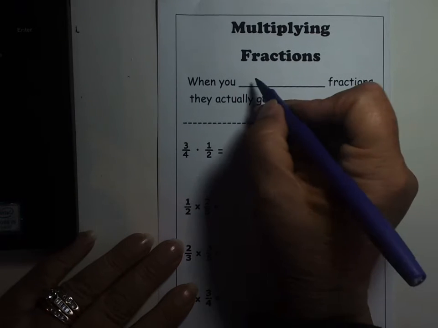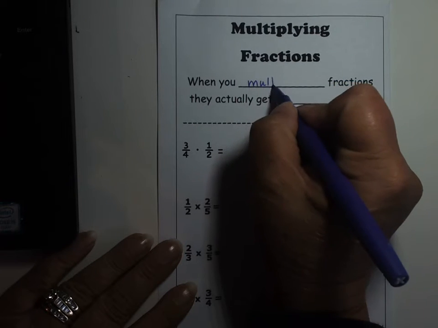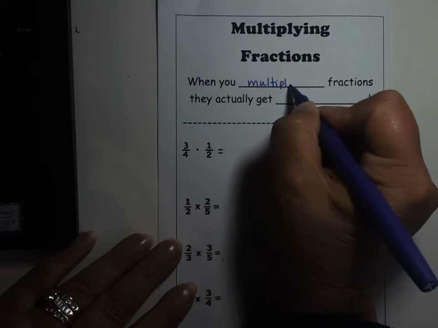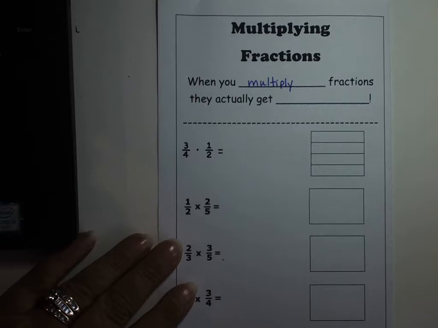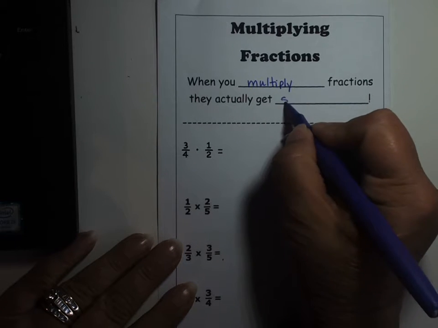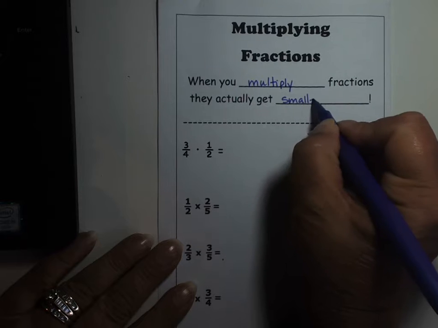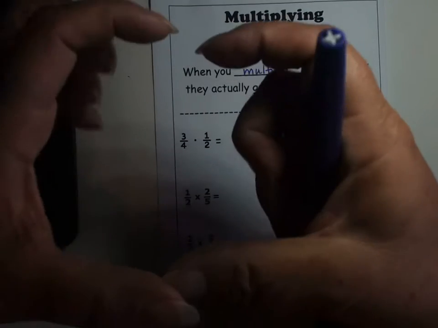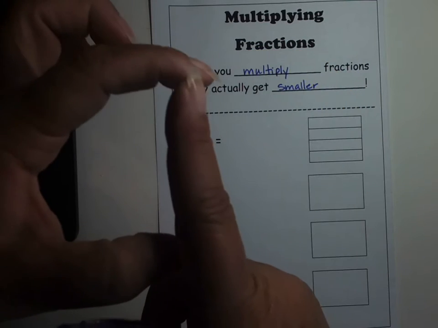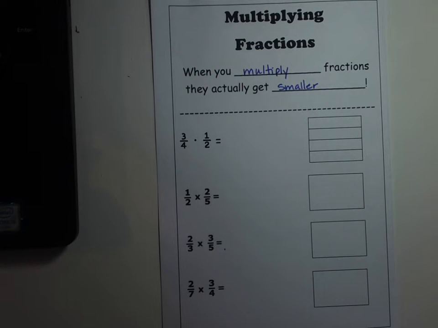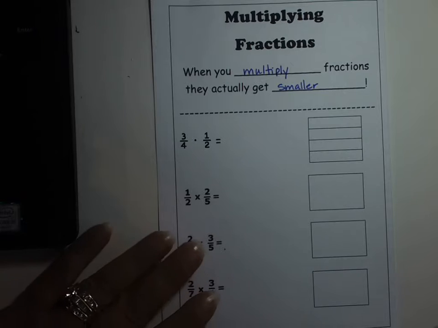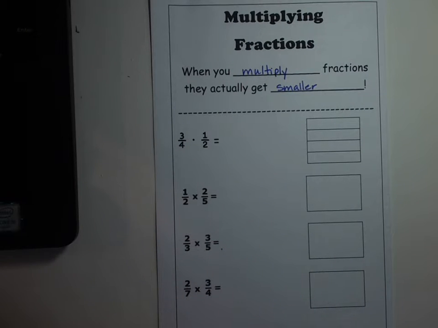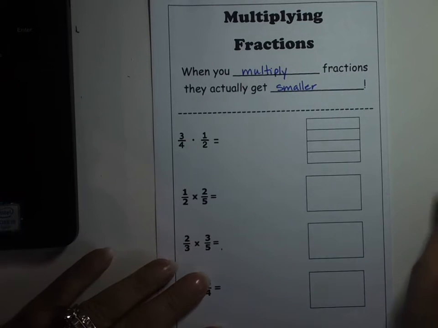So when you multiply fractions, they actually get smaller. Think, if I have one sandwich and I want to multiply it by a half, I now have half a sandwich. So my one sandwich just got smaller. We're going to show these in models.